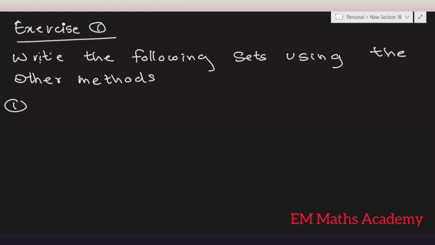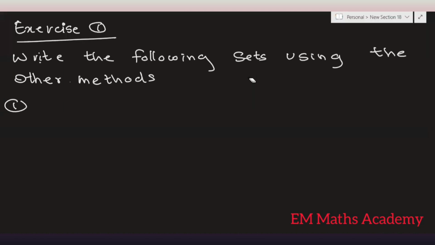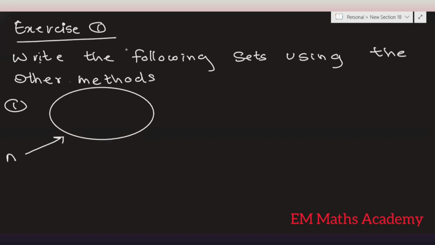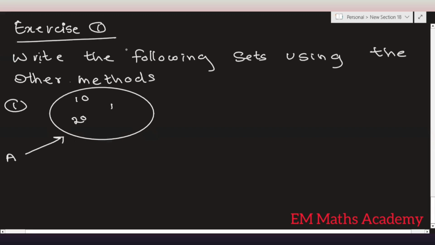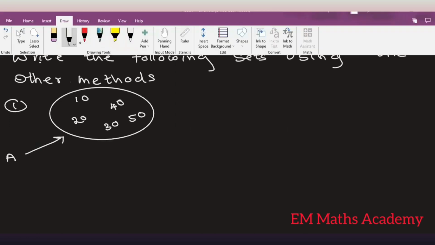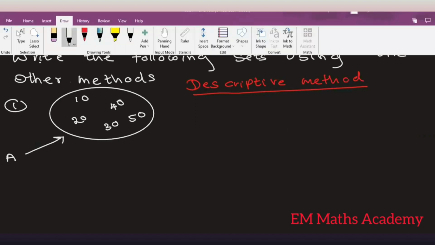First one is given in the Venn diagram method. This is the set A. So what are the elements? Write this in descriptive method. How do we write it in the descriptive method? This is the Venn diagram method. You have to write it in the descriptive method.